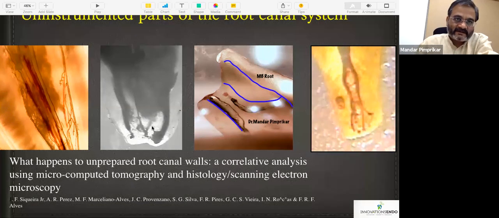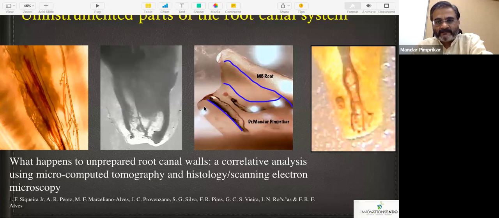Now, when I talk about the uninstrumented parts of the root canal system, if you look at this, these are some of my research work where I clear the teeth and try to understand the internal anatomy of the root canal system. If you look at this mesiobuccal root, there is an emergence of a mesial third from the junction of the middle third and apical 1/3 of the mesiobuccal canal. Now, essentially, this becomes an uninstrumented part for me.